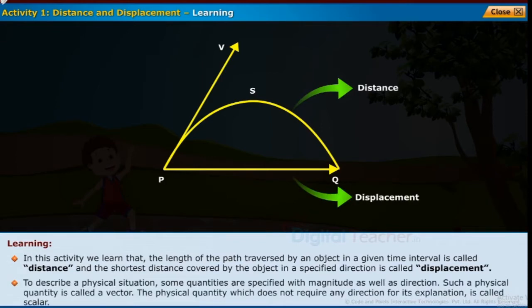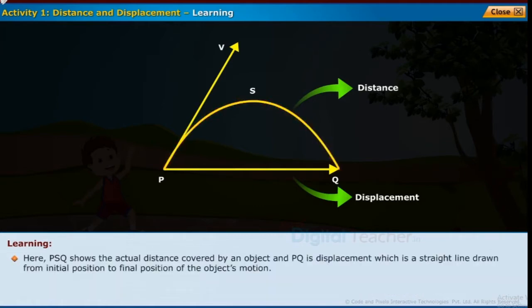To describe a physical situation, some quantities are specified with magnitude as well as direction. Such a physical quantity is called a vector. The physical quantity which does not require any direction for its explanation is called scalar.